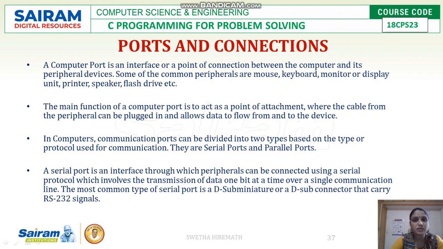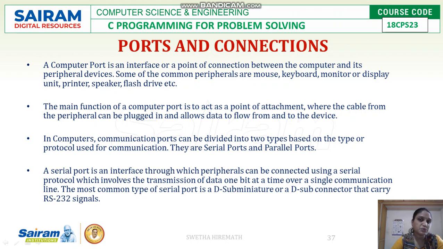So they are serial ports and parallel ports. Serial ports transfer one bit of data at a time, whereas parallel ports transfer more than one bit, like 8 bits at a time, 16 bits at a time, or 24 bits at a time. Depending on what capacity your computer system can hold, the rate of transfer will also depend on that. So there are two different types of ports, serial port and parallel port.